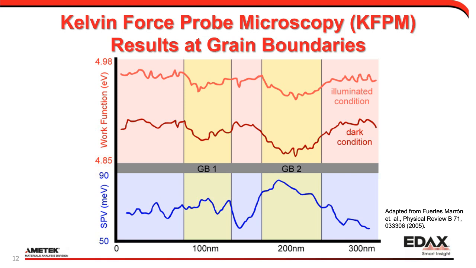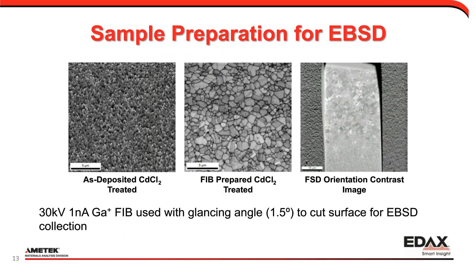Now, as part of that, we have to, of course, prepare a sample for EBSD. This is an example. This is a cadmium telluride sample that's been what's called cadmium chloride treated. And so the as-deposited state is there on the left. It's pretty rough. And so to make it ready for EBSD work, we cut a surface in with a gallium focused ion beam.